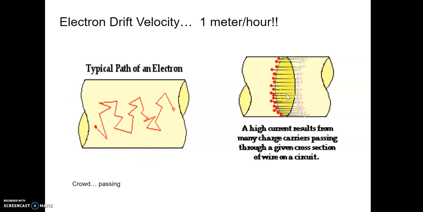A high current means there's a lot more of these charges that are doing the bouncing. That's what gives it a bigger charge flow overall, okay? The main thing to take away is that the charge actually moves very, very slowly. It's not fast at all, okay?